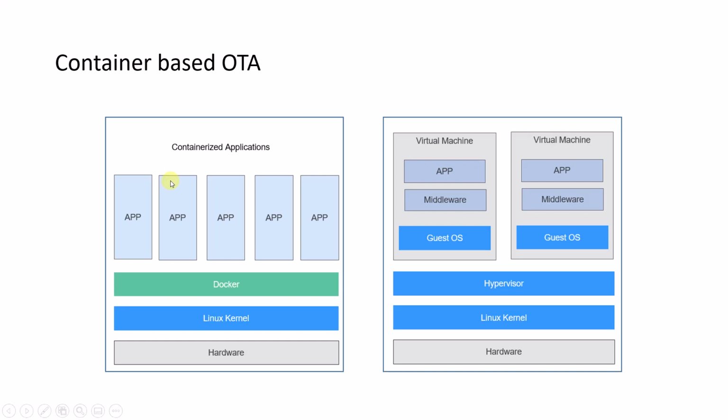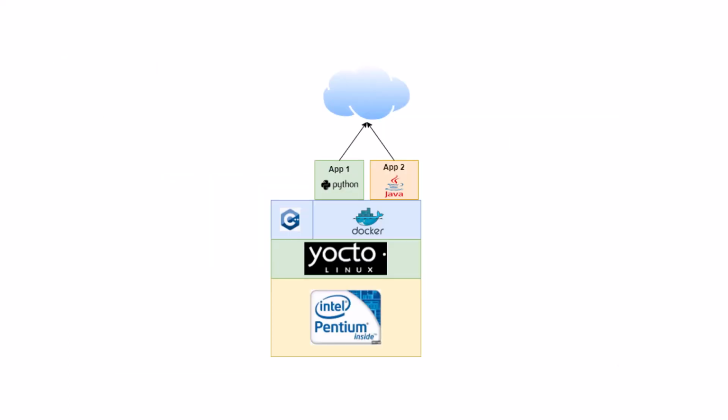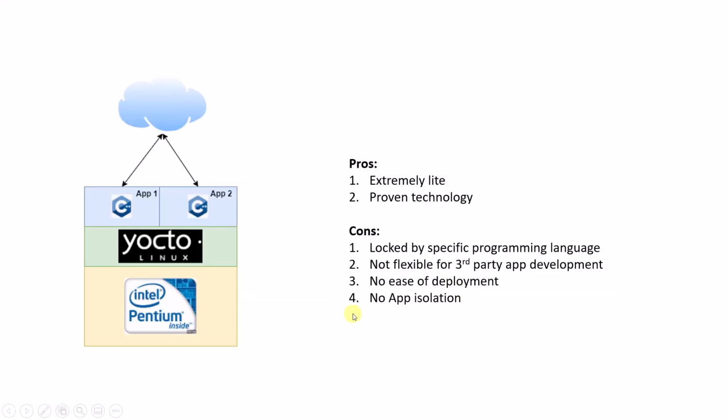So this is basically the primary differentiator with respect to the advantage of having a container-based OTA compared to a virtual machine-based OTA. Okay. Now on top of it, the advantage you get is, if you compare to this image, basically you have a hardware, you have a Yocto specific Linux, and you have one app which is running on C++. Because of this particular arrangement, you are forced to have the second app as C++ only. So this is the classic quota case.